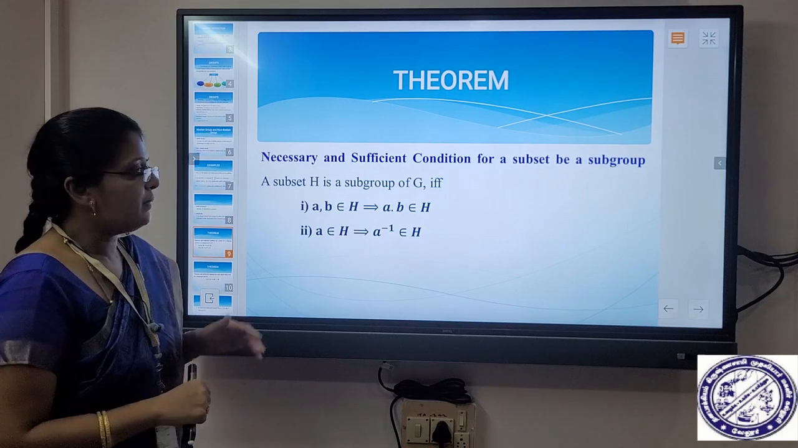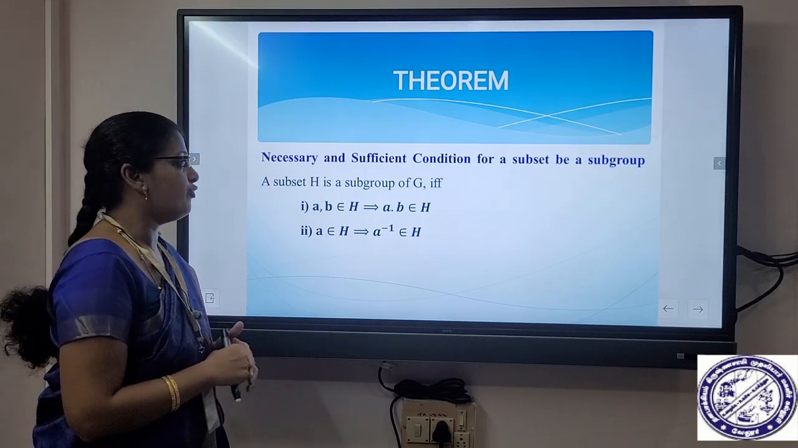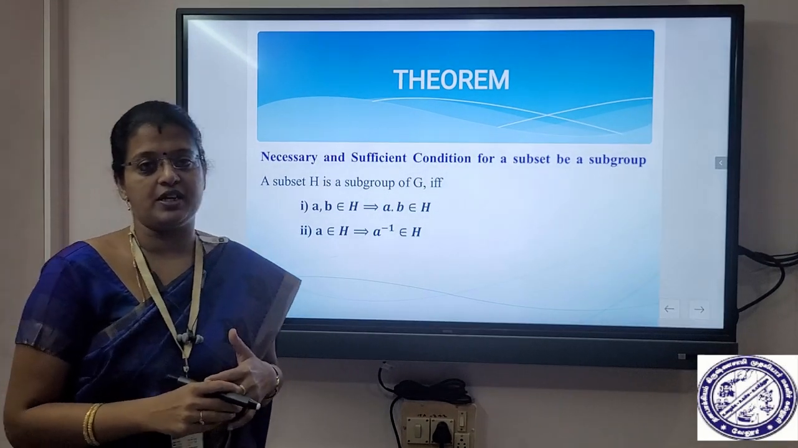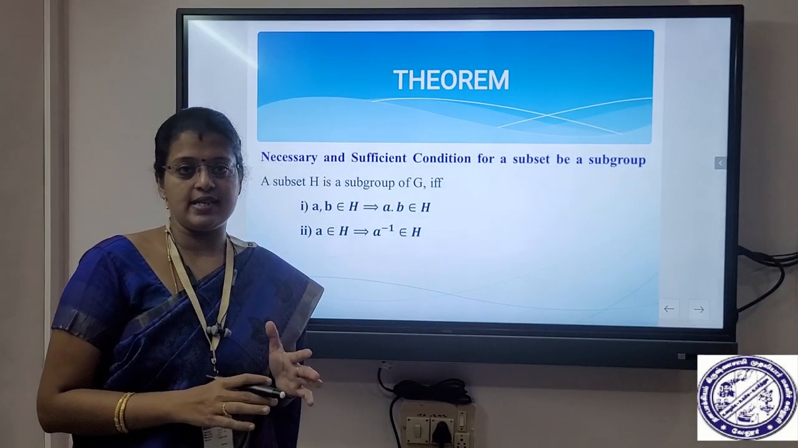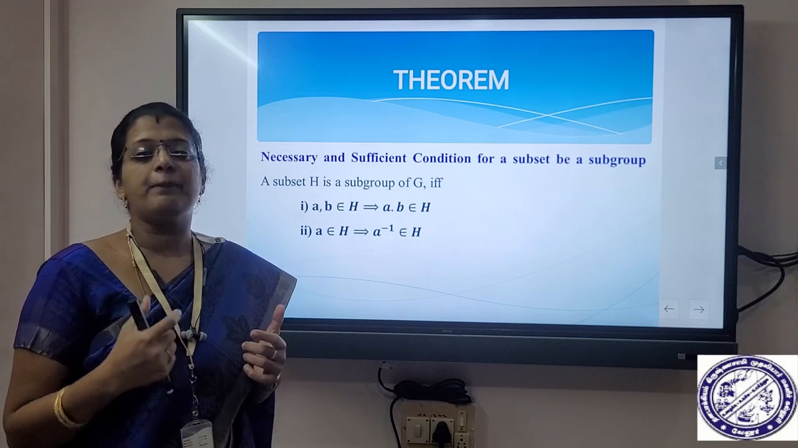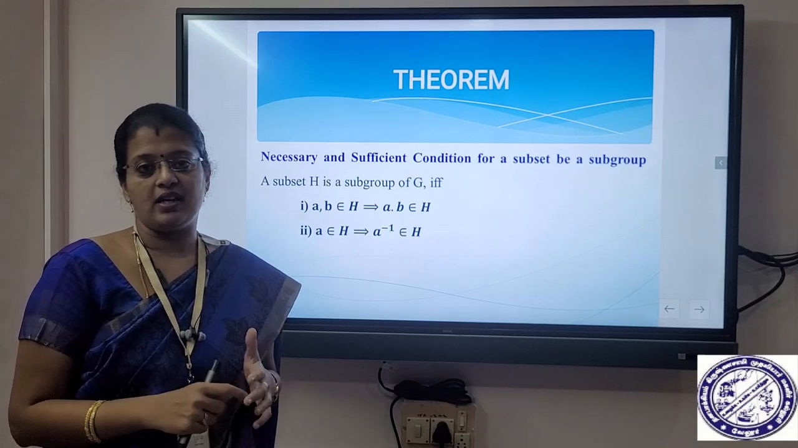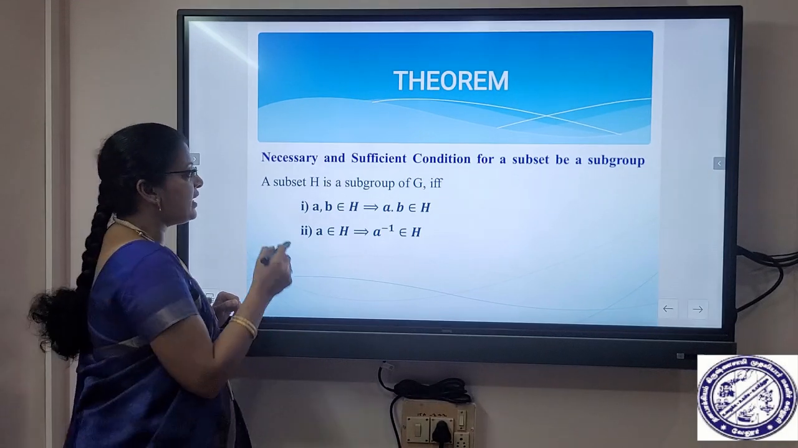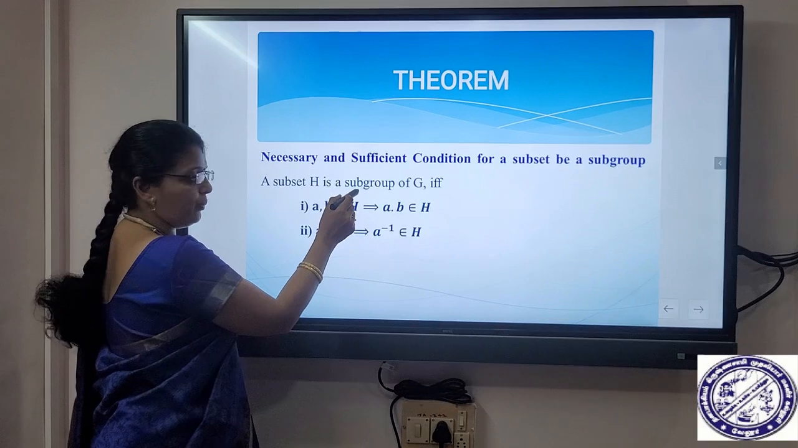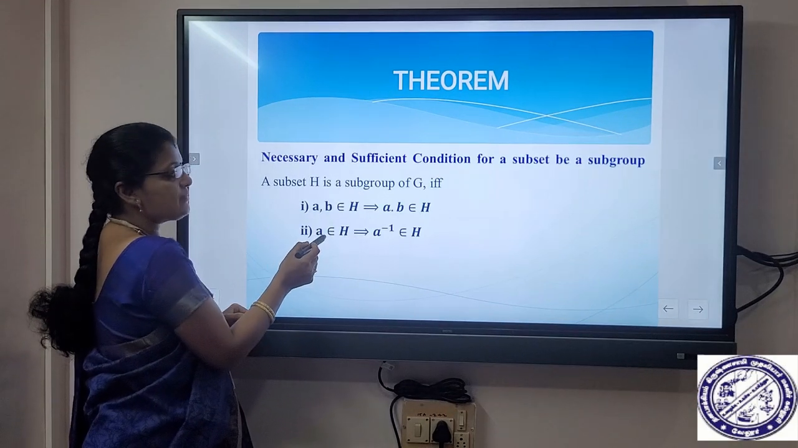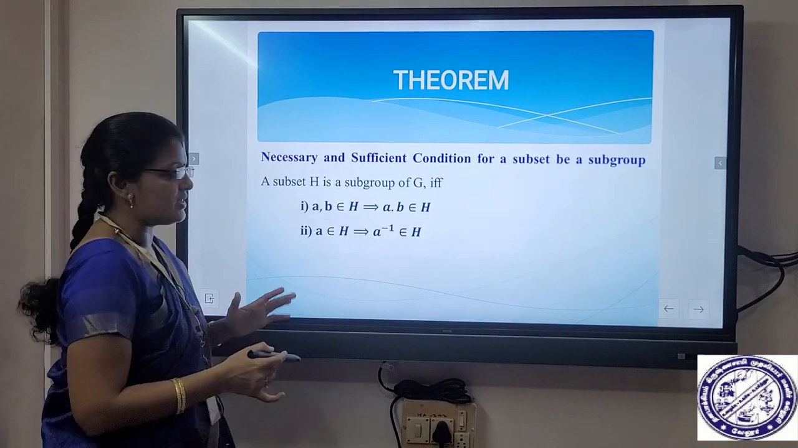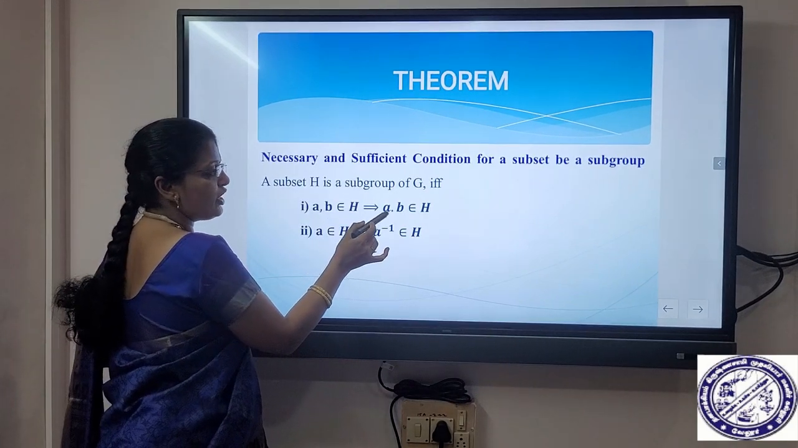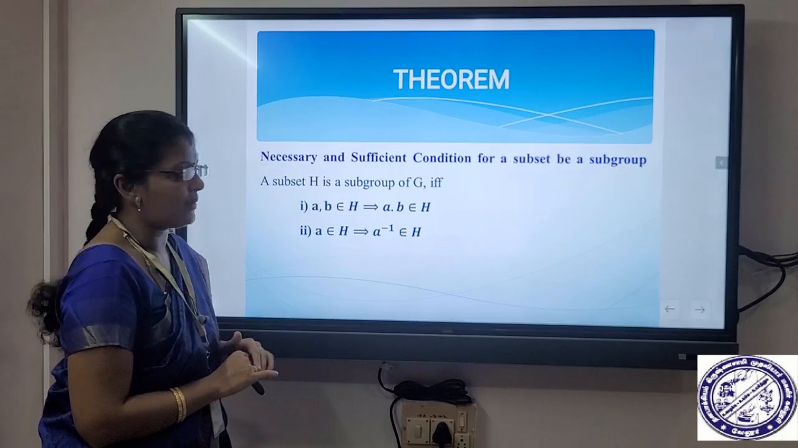Next we are going to see a theorem: necessary and sufficient condition for a subset to be a subgroup. First we should know what is a necessary and sufficient condition. Necessary condition means the statement should imply the condition, that is the necessary part. Sufficient means the condition should imply the statement. So here the statement is H is a subgroup. So what is the condition? It must satisfy 2 equivalent conditions. So to prove it is a subgroup, it's enough if we prove the closure property and that the inverse exists.